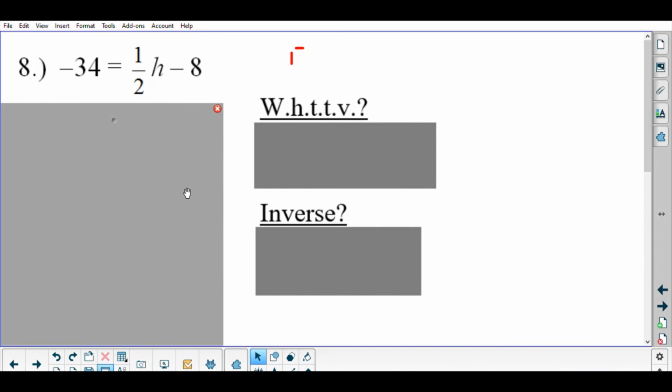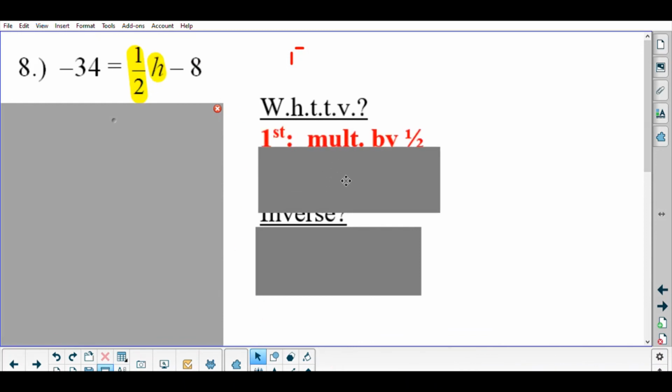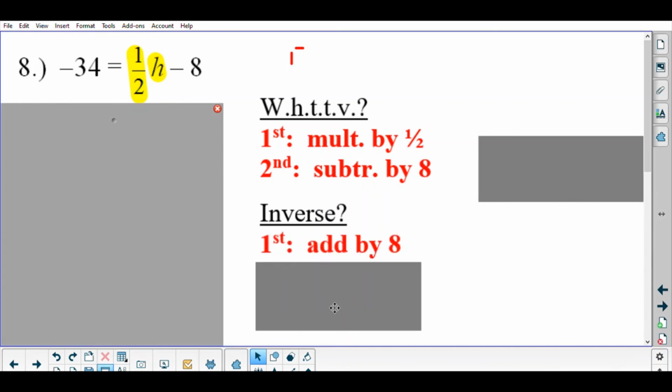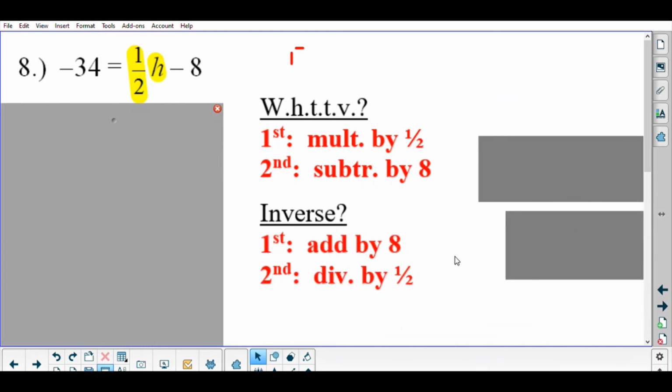Last problem, number 8. What's happening to the variable? Well, since the 1/2 was right next to the variable with nothing in between, that means the h was multiplied by 1/2. And then to the right of that, it was being subtracted by 8. First inverse, add by 8, then later divide by 1/2. Because again, what was second will be inversed first. What was first will be inversed last, as I've shown you guys before.